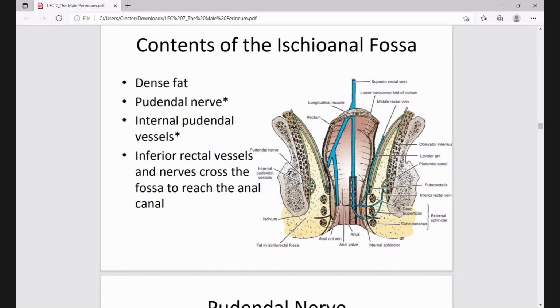But aside from the fat, you also have nerves and blood vessels, specifically your pudendal nerve and your internal pudendal artery and vein.